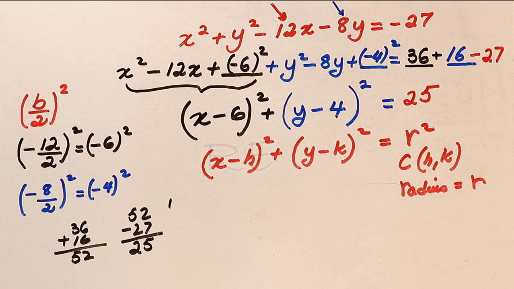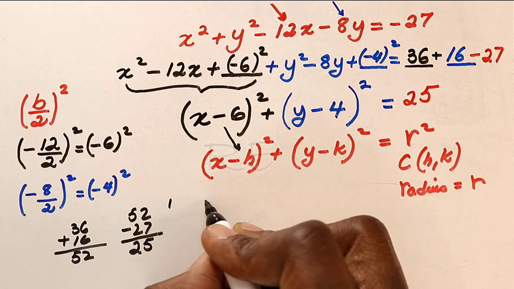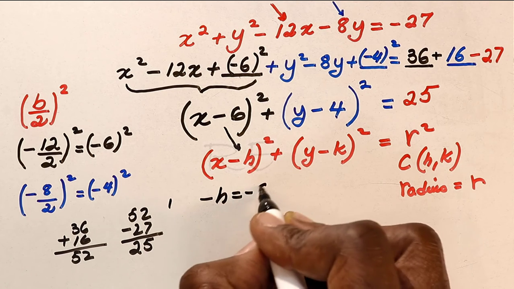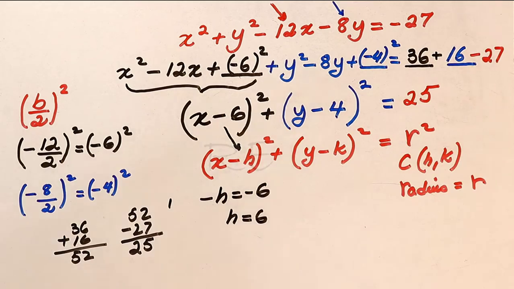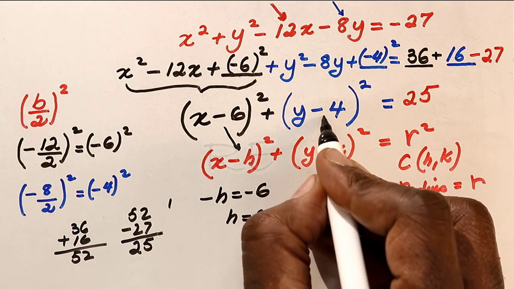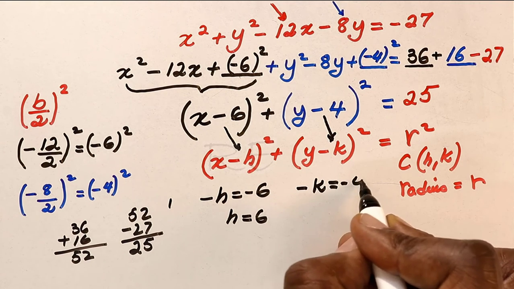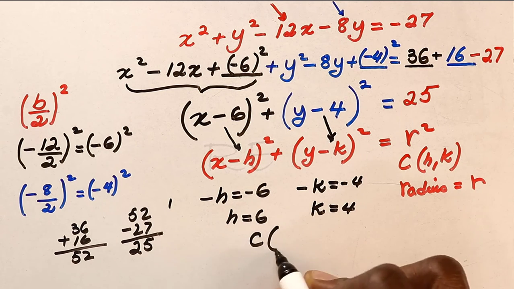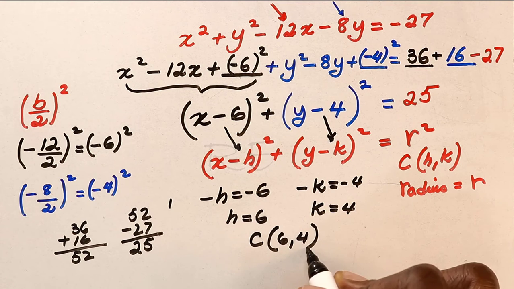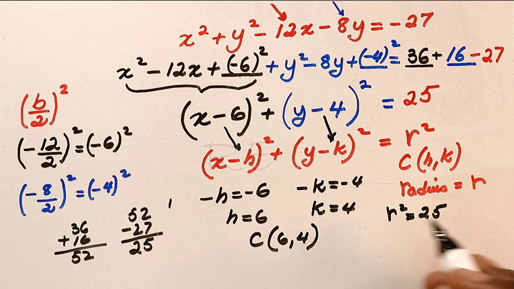According to the template, negative h is equal to negative 6 if we compare the two. Negative h is equal to negative 6. Therefore, h is equal to 6 when we divide by negative 1. And negative k is equal to negative 4. Therefore, k is equal to 4. To get the center from the equation, we must change the sign. We must take the opposite sign.